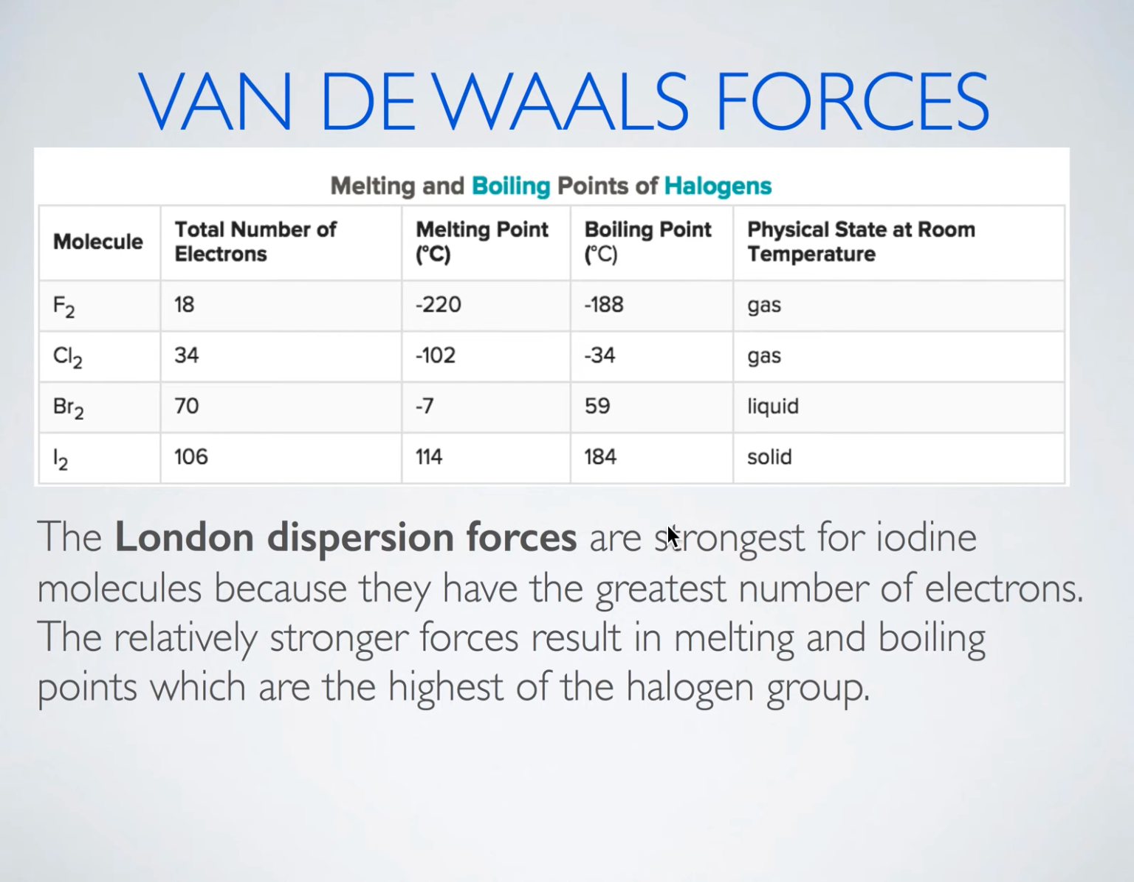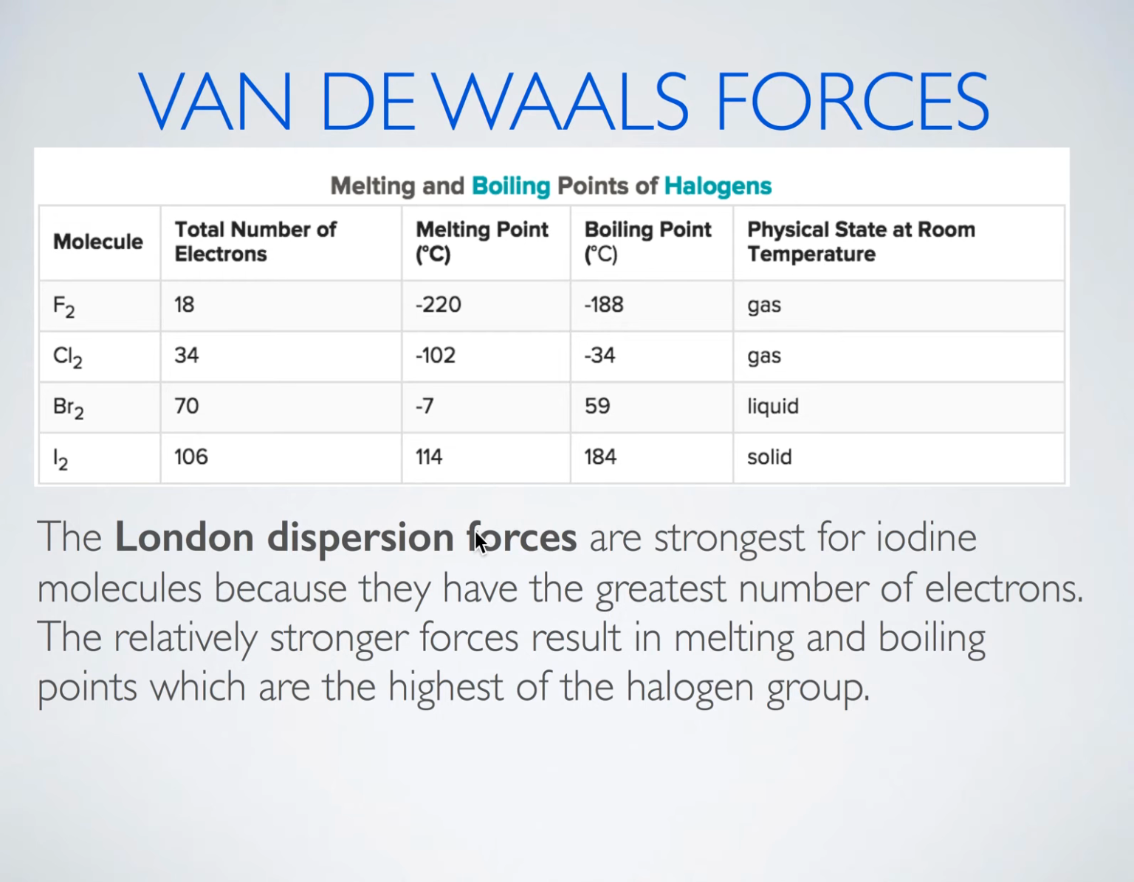This data table right here illustrates the connection between the number of electrons and the amount of London dispersion forces that are felt. So here we have 4 molecules, since they are diatomic, all within the same family on the periodic table. So these are all halogens. And as I increase the number of electrons going down that group, you can see that the melting and boiling points both increase.